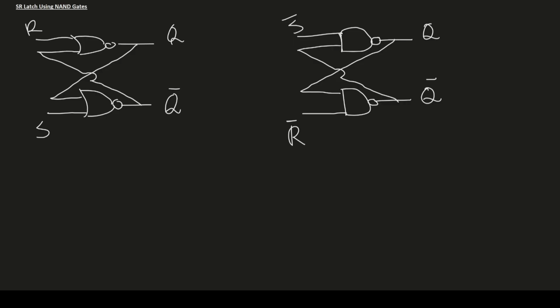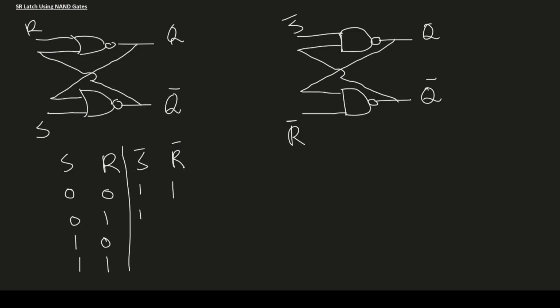Next we want to derive the state table of the SR circuit using NAND gates. Let's quickly recall the SR possibilities: 0 0, 0 1, 1 0, and 1 1, because two inputs have four possible combinations. So what will be S bar R bar? It is the complement of SR. So in the first row we'll have 1 1, next row 1 0, next row 0 1, and the last row 0 0.